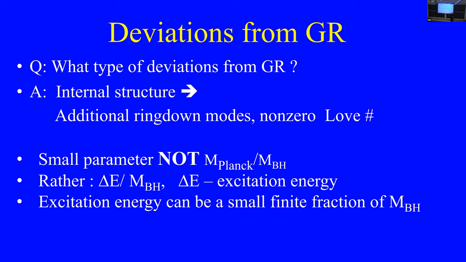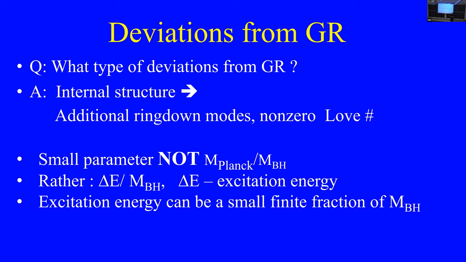In fact, if you look at what LIGO measures, it's exactly that energy. The quadrupole formula tells you that it measures the emitted energy from the excited state to the ground state. And that quantity, delta E over the mass, is small, but can be finite. For example, in the black hole mergers that LIGO observes, it's a few percent.